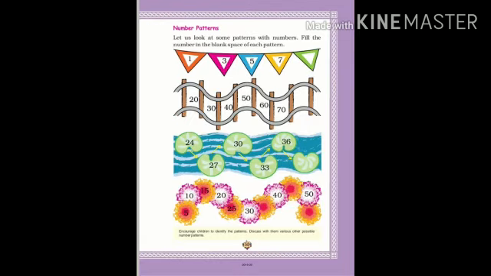Next, coming to page number 38, number patterns. Let us look at some patterns with numbers. Fill the number in the blank space of each pattern. See, the first one we have is triangles: 1, 3, 5, 7. So next, what will be the number there?